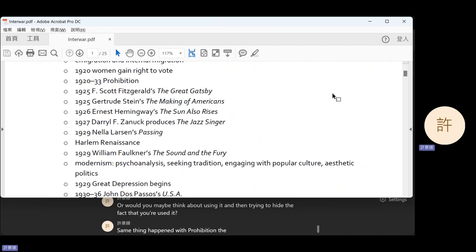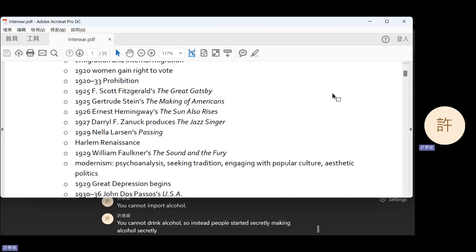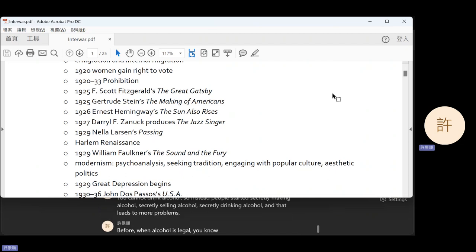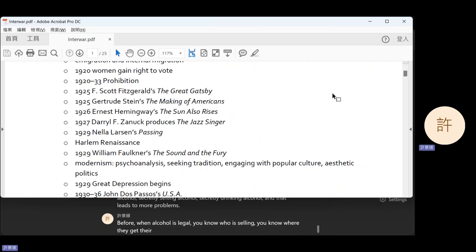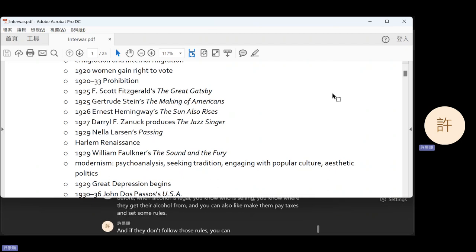The government says you cannot sell alcohol, you cannot make alcohol, you cannot import alcohol, you cannot drink alcohol. So instead, people started secretly making alcohol, secretly selling alcohol, secretly drinking alcohol. And that leads to more problems. Before, when alcohol is legal, you know who is selling, you know where they get their alcohol from, and you can also make them pay taxes and set some rules. And if they don't follow those rules, you can fine them.